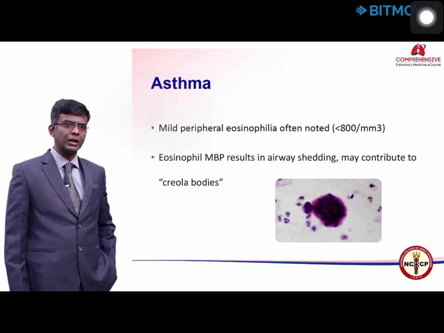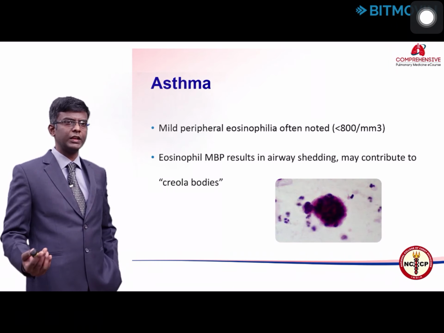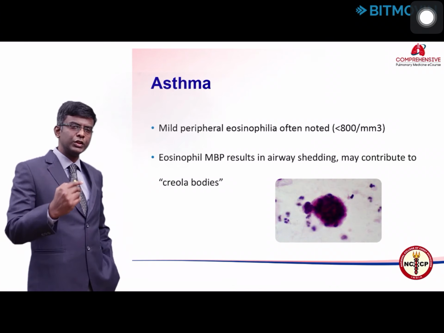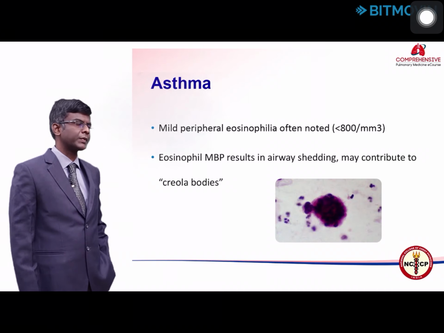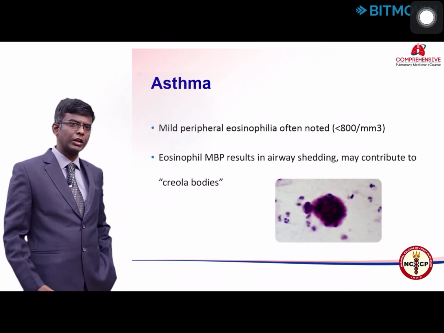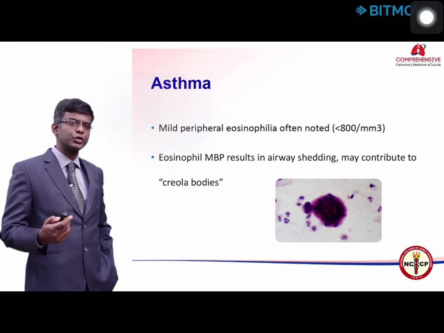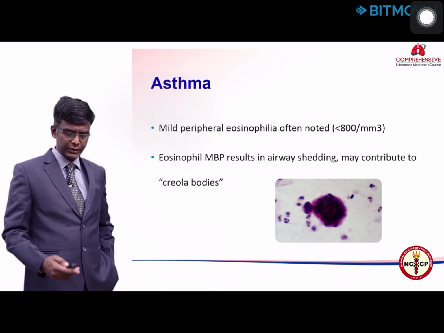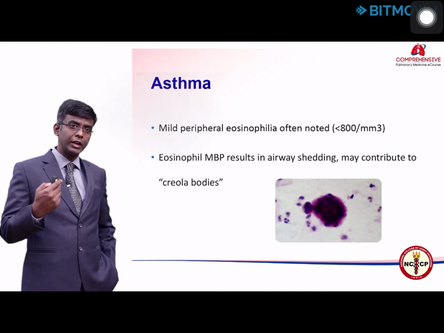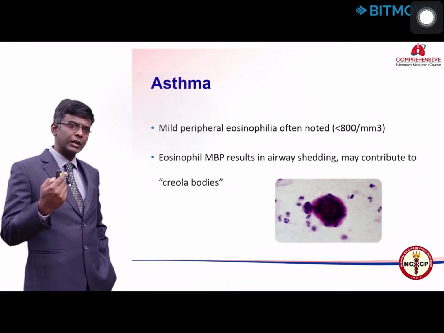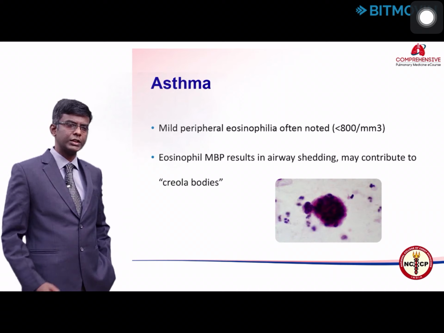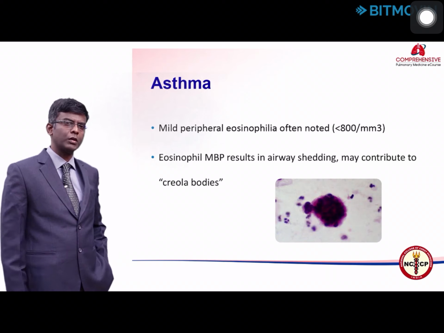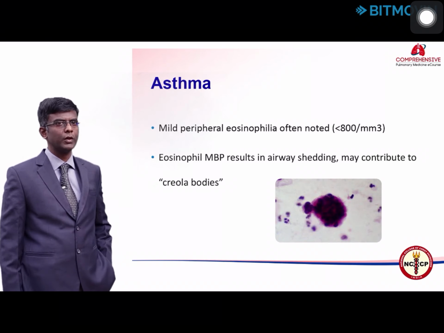Coming to asthma, asthma is not primarily an eosinophilic pulmonary disorder, but in the pathogenesis of asthma, eosinophil plays a very important role. Mild peripheral eosinophilia is often noticed, and up to 800 per cubic millimeter eosinophils can be present in peripheral blood. Eosinophilic major basic protein, when it is released by degranulation, causes airway epithelial shedding, and this may contribute to the Creola bodies which are sometimes found in the sputum of asthmatics.